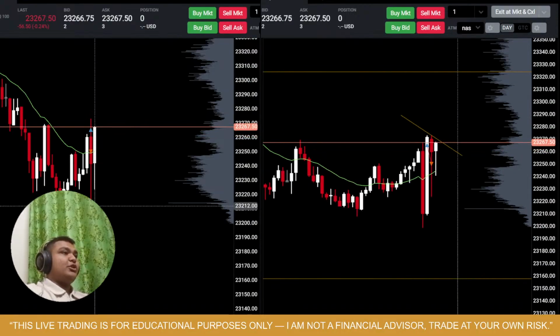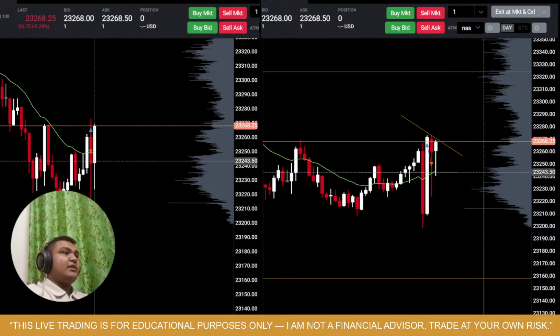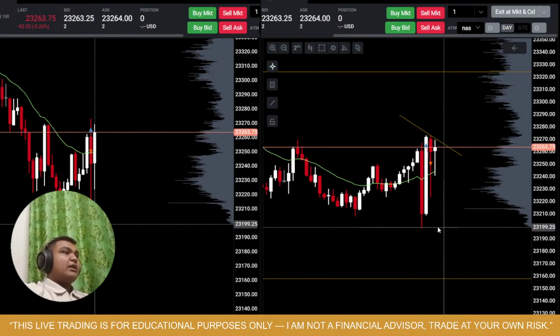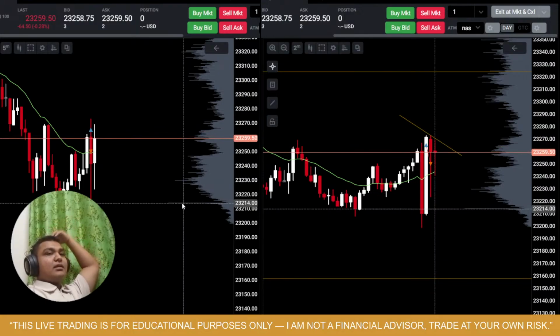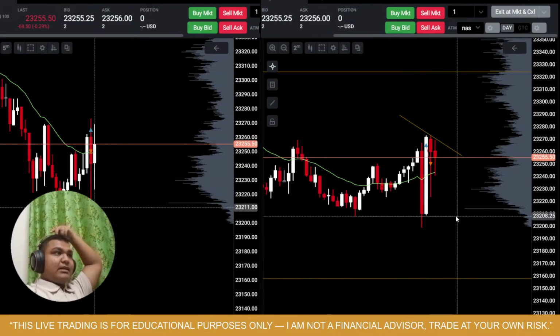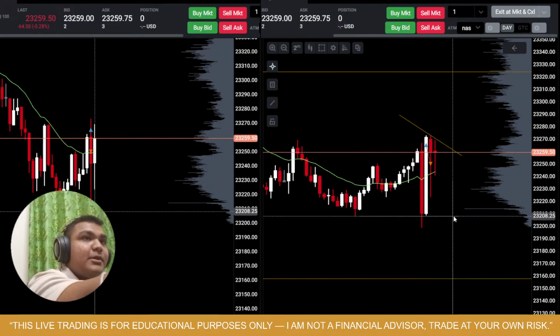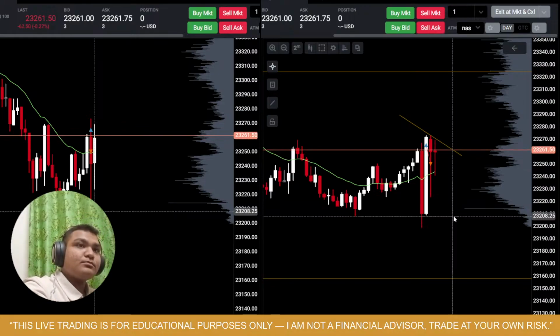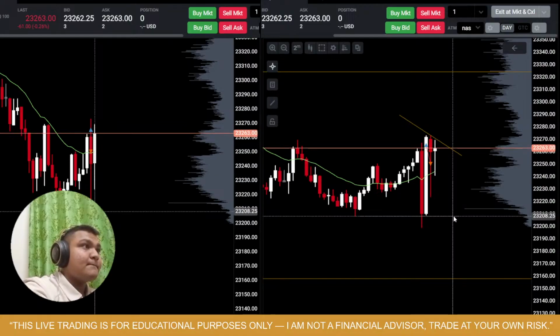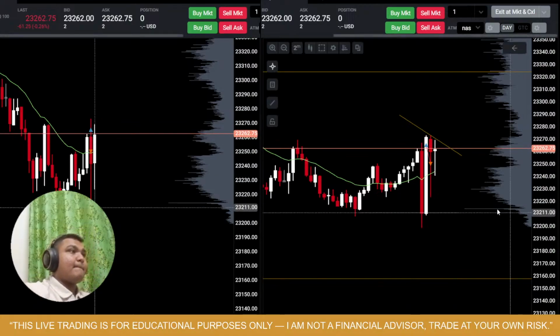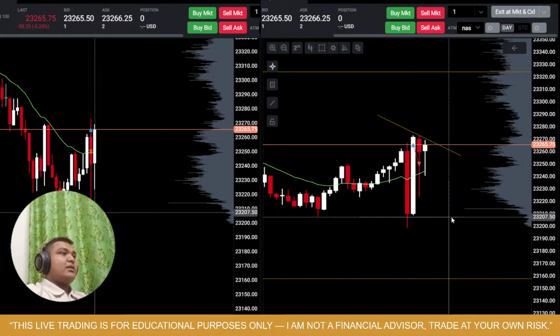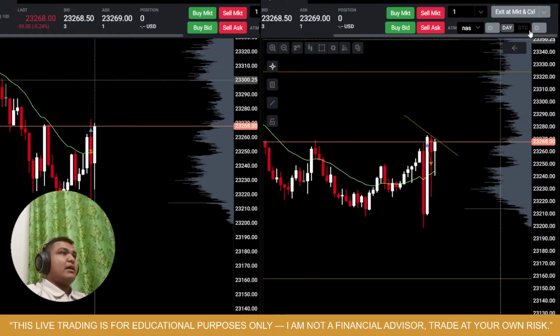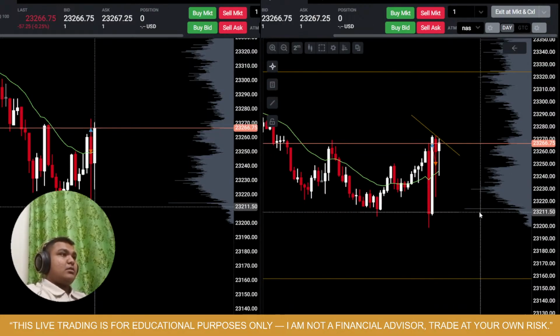ES started pushing up, QQQ started pushing up, Nvidia started pushing up. So that's the thing: I took my SL, and it started ripping up, and it can repeat higher. It can go 50 points easily. Who knows? We'll see. It's stuck at the high of that candle.